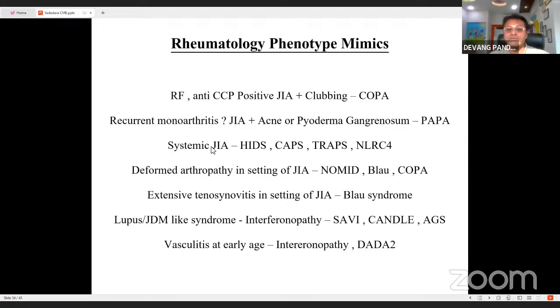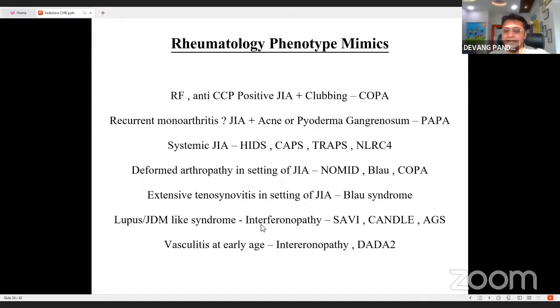and polyarthritis, can mimic many autoinflammatory diseases, because the commonest presentation of autoinflammation is fever, rash, and arthritis. And if you have a very deforming arthropathy in the setting of JIA, think of Blau and other disorders. And as we have discussed, if you have extensive tenosynovitis, similar to rickets, bony overgrowth, think of Blau syndrome if you have excluded the others. And if you have a lupus or JDM-like syndrome at a very early age, we should not simply treat it as JDM or lupus, but if less than 5 years, we have to rule out autoinflammatory disorder.